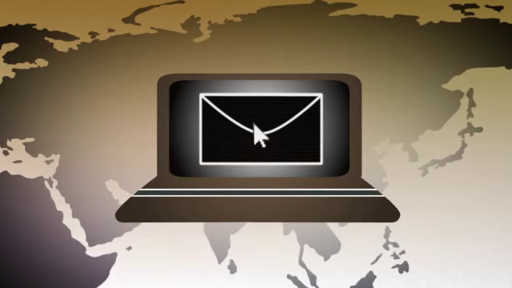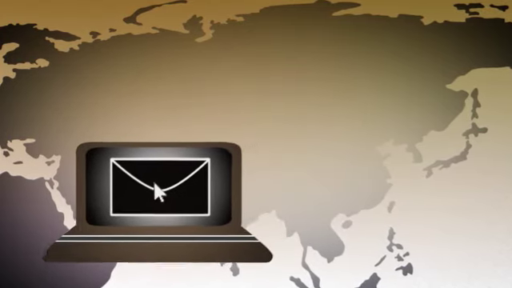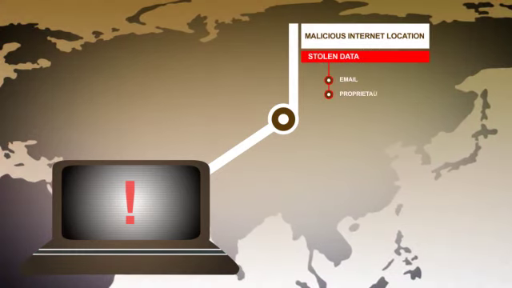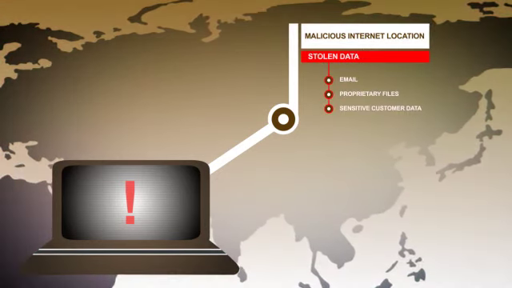An employee opens a link and in one click, without any indication, opens your entire network to cyber gangs. Your firewall can't stop these criminals from exfiltrating email, proprietary files, and sensitive customer data. How could anyone know it was a malicious site?